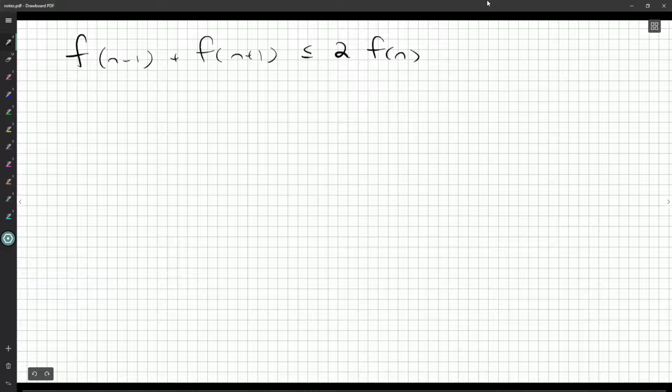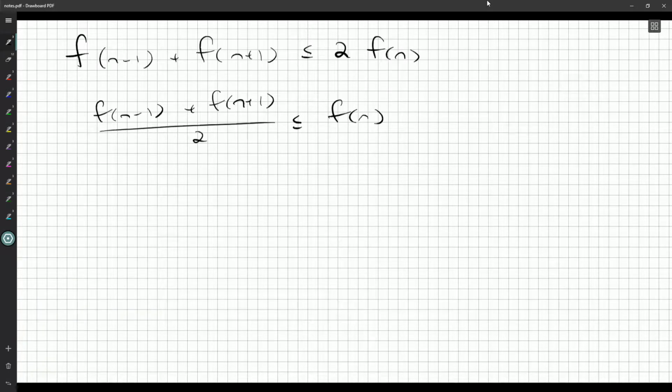So as I said, experiment with this, maybe rewrite it a little bit. Okay. So f(n) has to be greater than the average of its two neighbors. So that's something we could look at. Or something else we could do, we could leave the f(n+1) here.